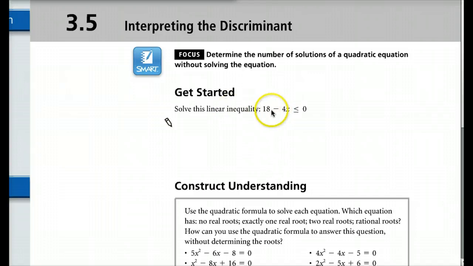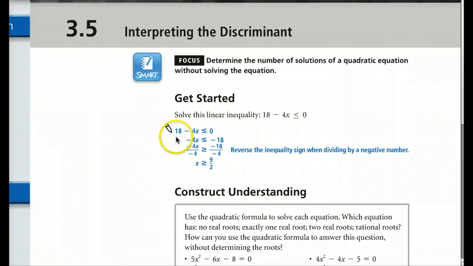Linear means the variable doesn't have a square, it's just x. The exponent is 1. So how do we solve this one? Just be careful when you have a negative for x, right? So let me show the solution and then explain. You get this first, and then you always try to do the same thing on both sides.